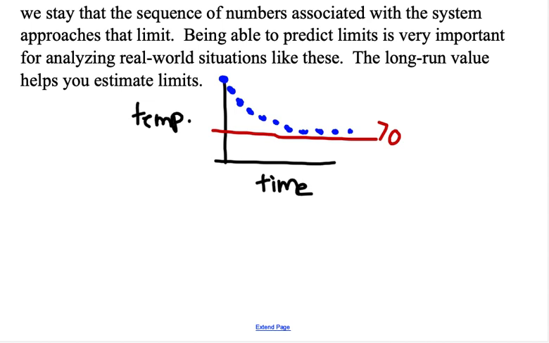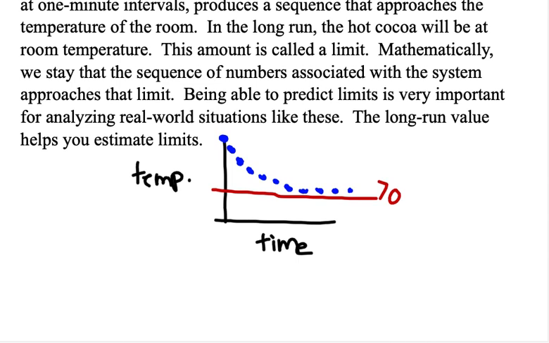So maybe 70 degrees, maybe you keep a cooler house or a warmer house, but we'll say it would level off at 70 degrees. So in the long run, the temperature of the cocoa is 70 degrees, or you could say the limit is 70 degrees as well. Okay, so that is the idea of long run value. And let's talk about it just a little bit more.